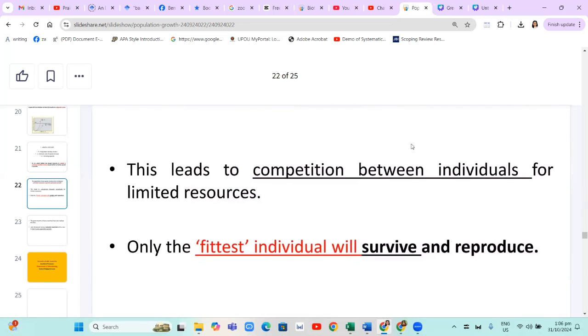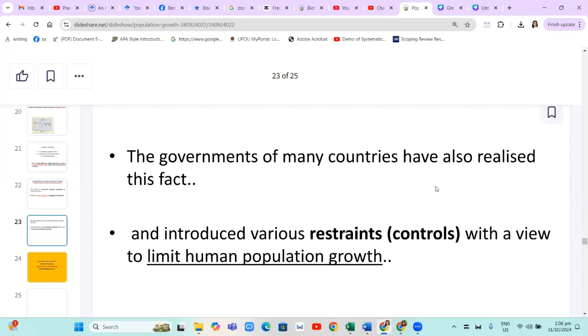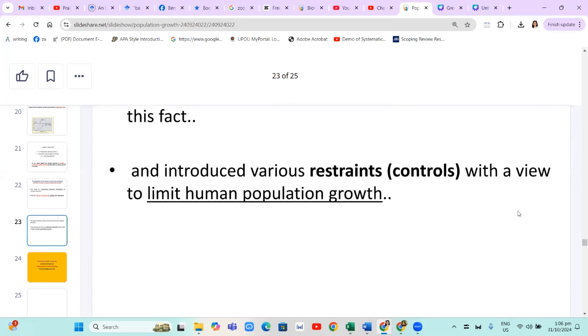This leads to competition between individuals for limited resources. Only the fittest individual will survive and reproduce. The governments of many countries have also realized this fact and introduced various restraints or controls with a view to limit human population growth.